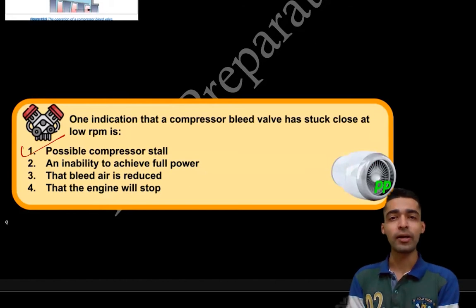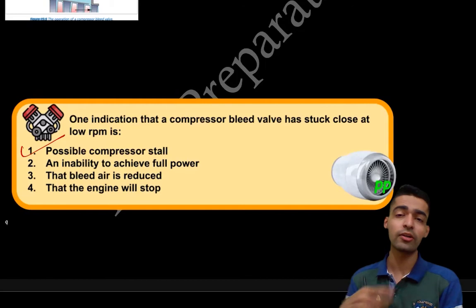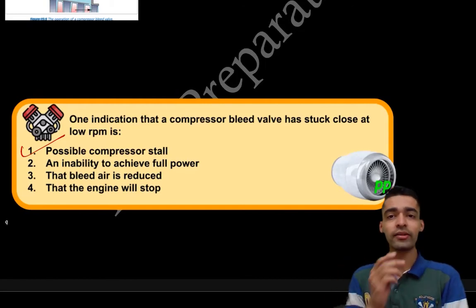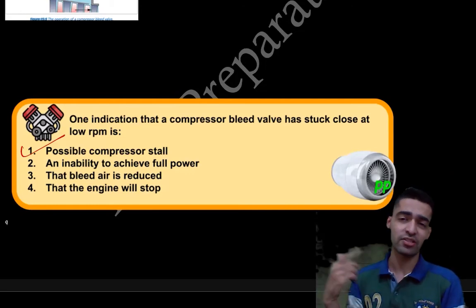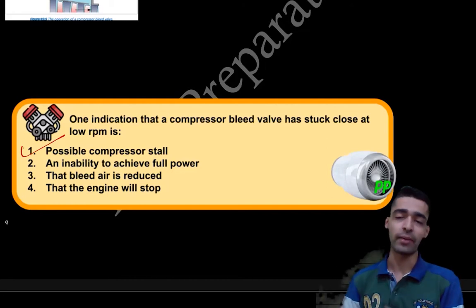Because if there's a possible compressor stall, what will happen? The rotation of the compressor will be low. And if the rotation of the compressor is low, then all the pressure, all the air will be going at the backside to the high pressure compressor only. And there would be less or no bleed air coming.